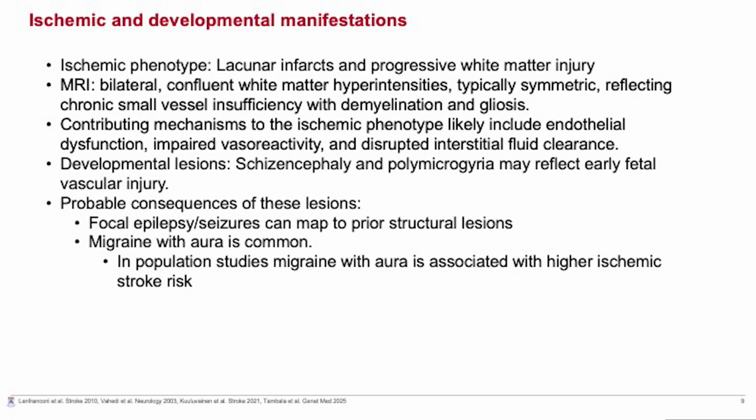The contributing mechanisms to the ischemic phenotype include blood vessel wall dysfunction, endothelial dysfunction, and impaired reactivity of the blood vessels, because blood vessels react to higher pressures or lower pressures. The nature of the brain is very dynamic. So the blood pressure has to adjust within the brain, not just within the body itself. And so that reactivity is disrupted.